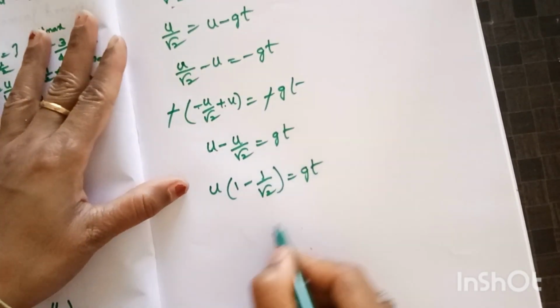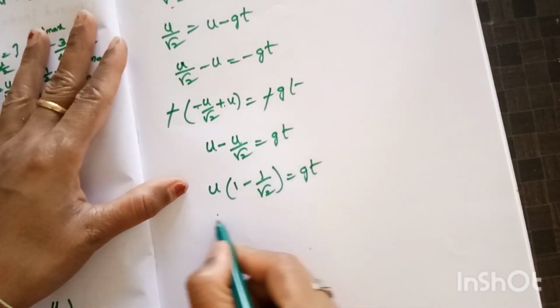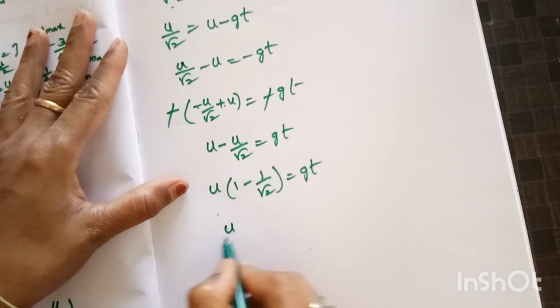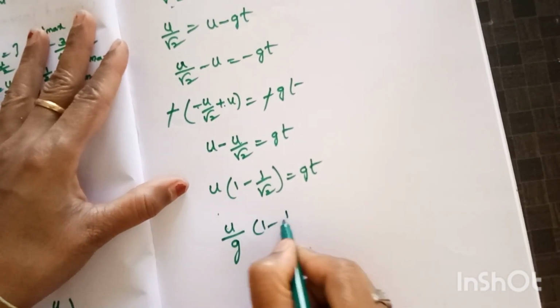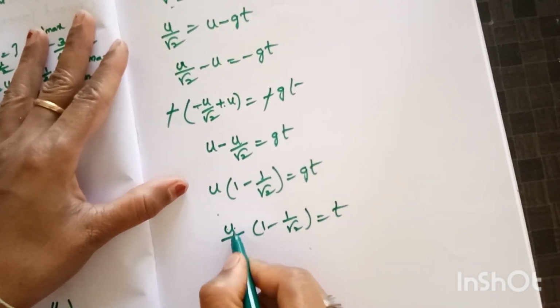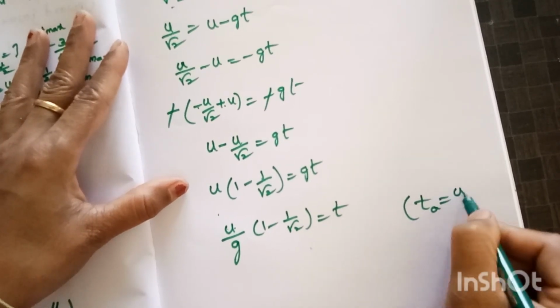So I am sending g to the left hand side. It is multiplying, so as it is sent to the left hand side, it will divide. u by g into 1 minus 1 by root 2 is equal to t. 1 by u is ta.